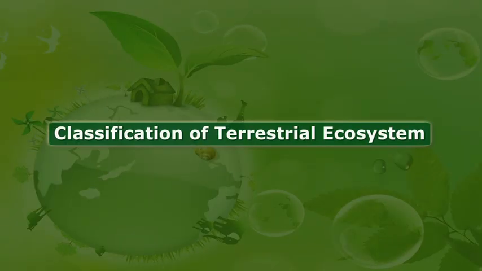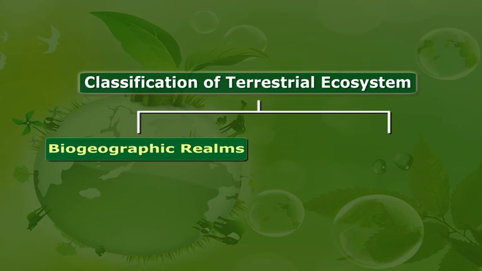Classification of terrestrial ecosystem. Dear students, let us learn about the detailed classification of terrestrial ecosystem. The Earth's surface, especially continental land masses, has been classified into two regions by ecologists. First, biogeographic realms and second, biomes. Let us learn about biogeographic realms in brief.